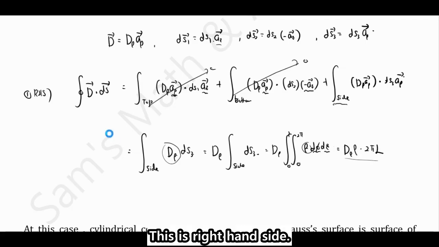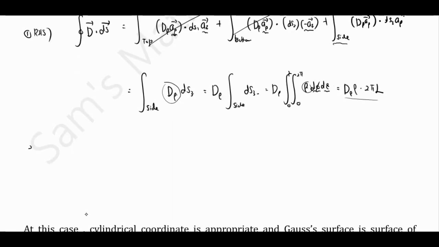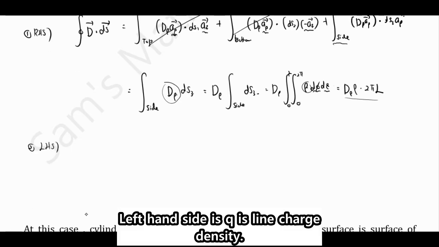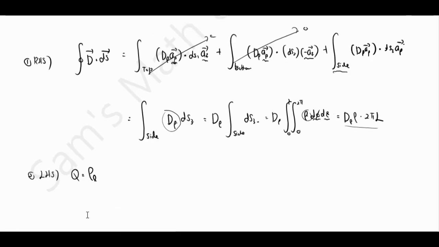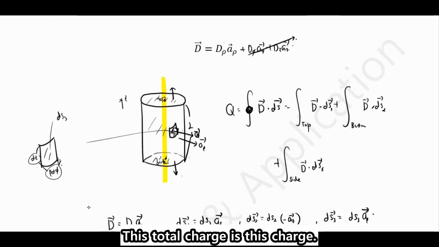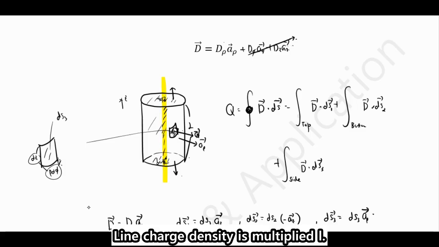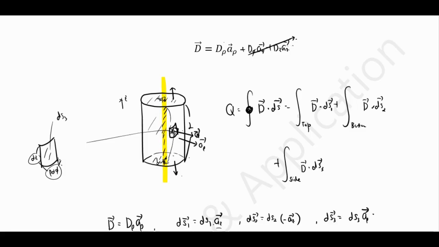This is right hand side. Left hand side is Q. Q is line charge density. This total charge is this charge. Line charge density multiplied by L.